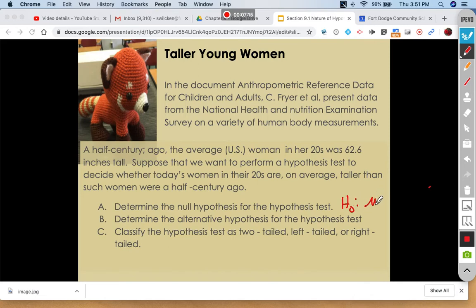Null hypothesis, mu equals 62.6. Alternate hypothesis. We say they're going to be bigger, so we're going to say mu is actually bigger than 62.6 inches. And since we're going bigger, that's going to be right-tailed.